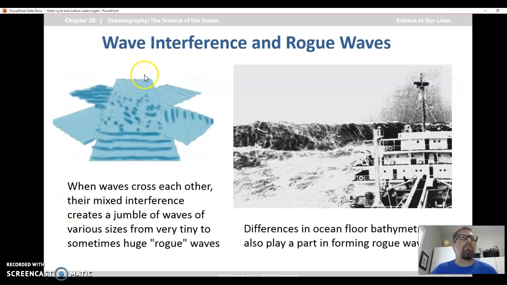And so this just shows patterns of waves interacting, whether they combine to form larger rogue waves or sometimes interfere with one another so that they become smaller waves.